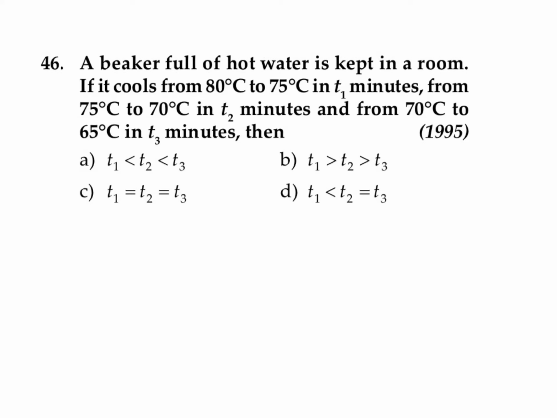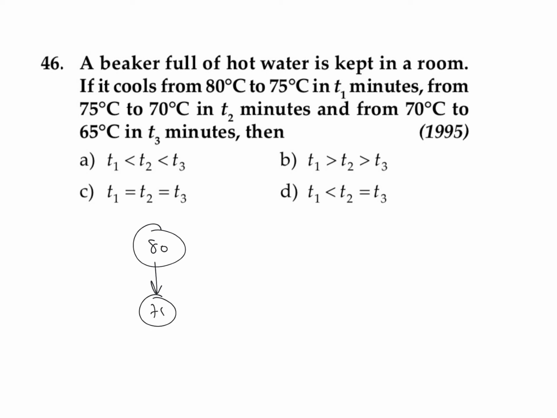A beaker full of hot water is kept in a room. If it's cooled from 80 degrees Celsius to 75 degrees Celsius in T1 minutes, and from 75 to 70 in T2 minutes, and from 70 to 65 in T3 minutes. So over here it is given that the difference in temperature is the same.